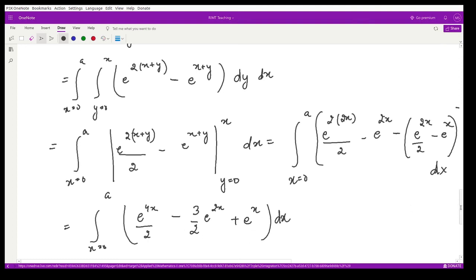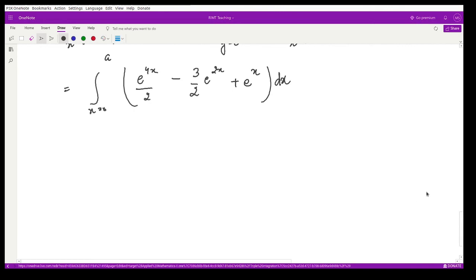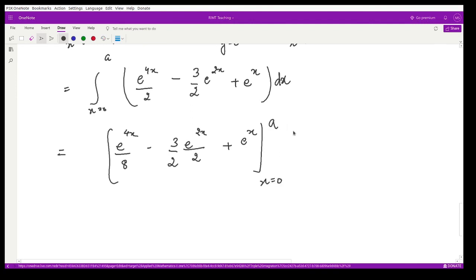So now we have to solve this integration with respect to x. This is very simple. e to the power 4x divided by 8 minus 3 by 2 e to the power 2x divided by 2, and then plus e to the power x, and the limits of x are varying from 0 to a. So your final answer would be in terms of a. When you substitute a in place of x, you will have e to the power 4a divided by 8 minus 3 by 4 e to the power 2a plus e to the power a.